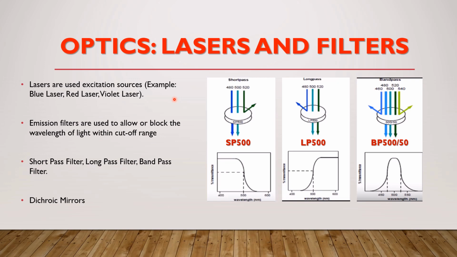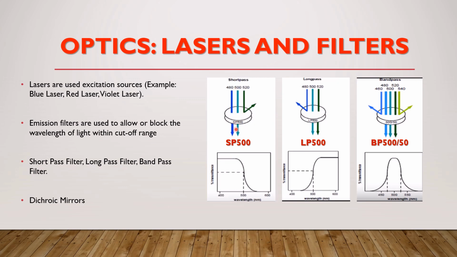So filters are used for emission, which will pass or block the light wavelength in the specified or cutoff range. The emission filters involved in flow cytometry are band pass filter, short pass filter, and long pass filter. The short pass filter will allow the light wavelength below the cutoff. For example, here the short pass filter is 500, that is SP 500, which will allow the light wavelength below 500 nanometer.